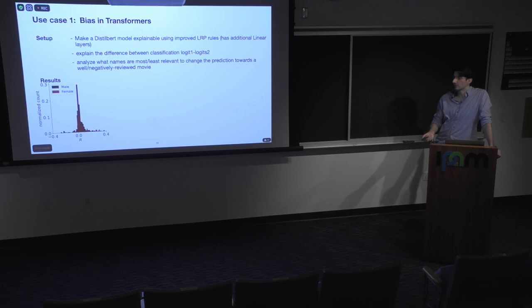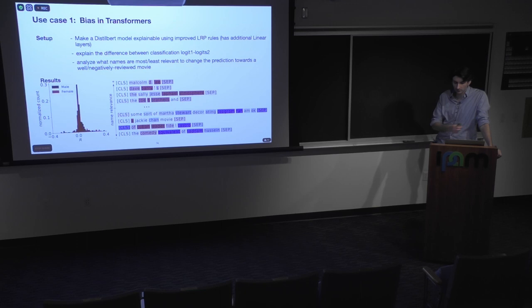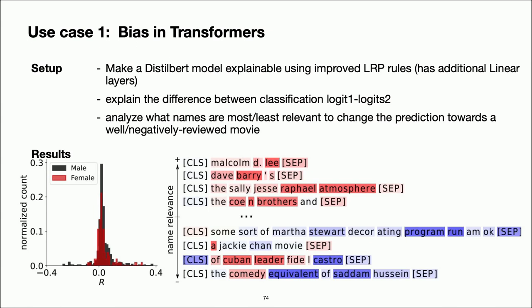But if we go more into a ranking, and we extract all the names and see what names most positively versus most negatively affect the prediction, we do indeed see some patterns that we probably are not happy with. For example, the patterns that most strongly encourage a positive prediction are all male Western names like Lee, Barry, Raphael, or Brothers, Coen brothers, versus the most negatively connotated names are political leaders like Saddam Hussein or Castro, or non-Western names like Jackie Chan, and also female names like Martha Stewart. But again, mostly due to her male last name. So yeah, there are some effects, but we really need to go into the details to understand where these biases occur. Yeah, and we would like to do much more in this direction, but this is just the start.